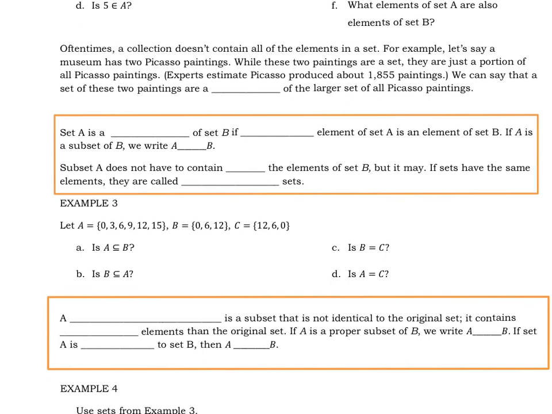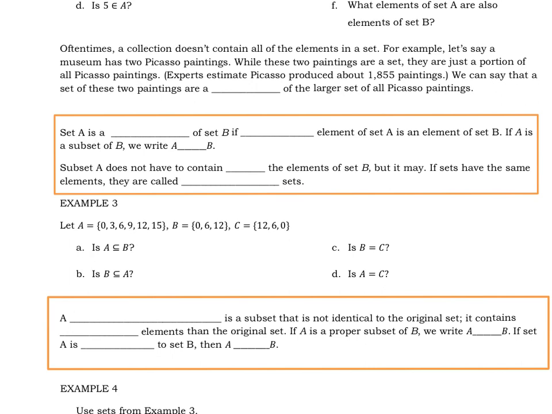Set theory, subsets and equal sets. Oftentimes, a collection doesn't contain all of the elements in a set. For example, let's say a museum has 2 Picasso paintings. While these 2 paintings are a set, they are just a portion of all Picasso paintings. Experts estimate Picasso produced about 1,855 paintings.